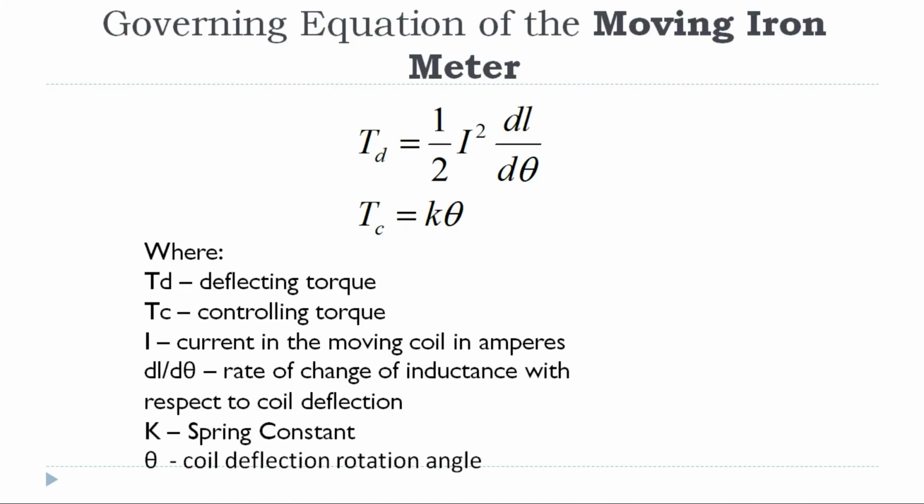So next, governing equation of a moving iron meter. The deflecting torque is equal to 1/2 I squared times dL over d theta, where I is, of course, the current, and dL over d theta is the rate of change of inductance with respect to the coil deflection. Theta is the coil deflection, where L is the inductance.